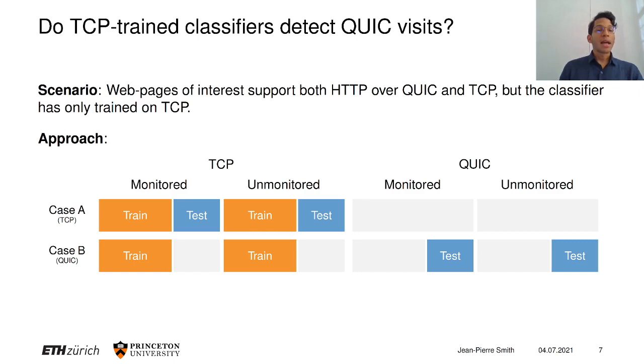That is, assuming that the web has now deployed QUIC, and the websites that the adversary is interested in detecting support both QUIC and TCP, but the adversary has not yet updated his collection or his approach to incorporate the QUIC protocol, potentially because he believes it is not necessary, as it is the same web page being loaded and the protocols may not be all that different. How does the adversary actually perform in this setting?